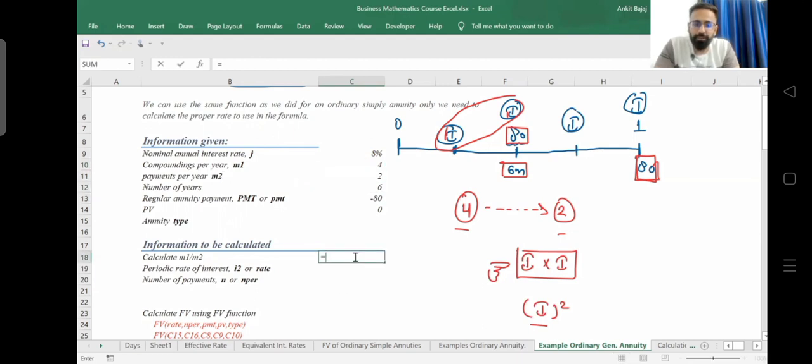So what power do we have to use? Simply interest duration divided by payment duration. So here we have to use power 2, right? Now we have to find out the effective interest rate. So we will use the formula. What is going to be the formula?